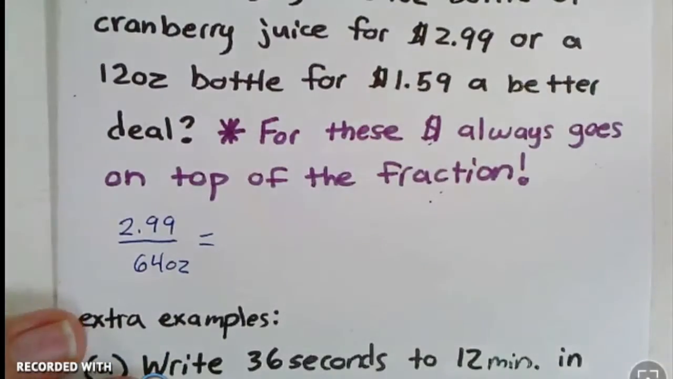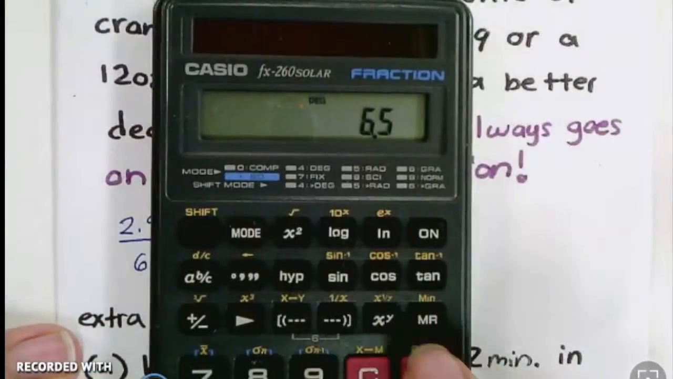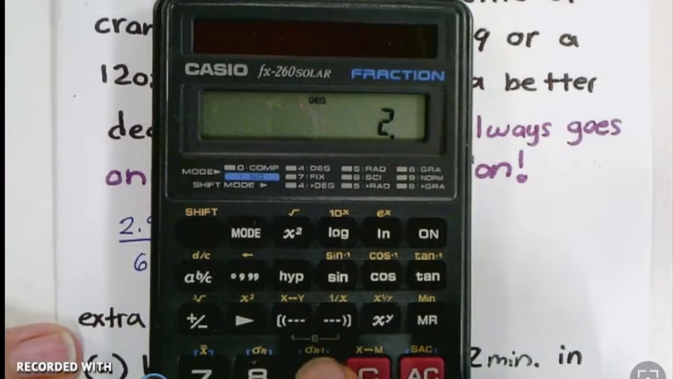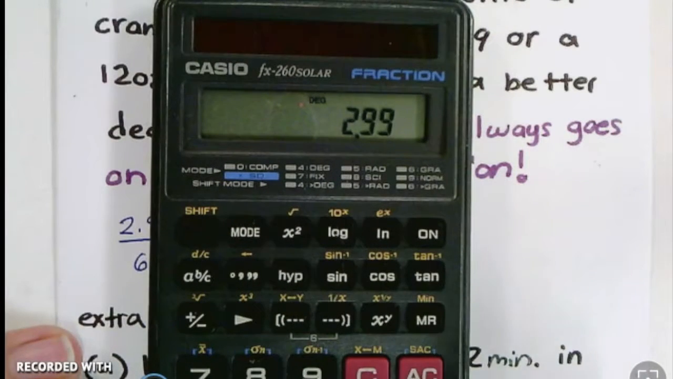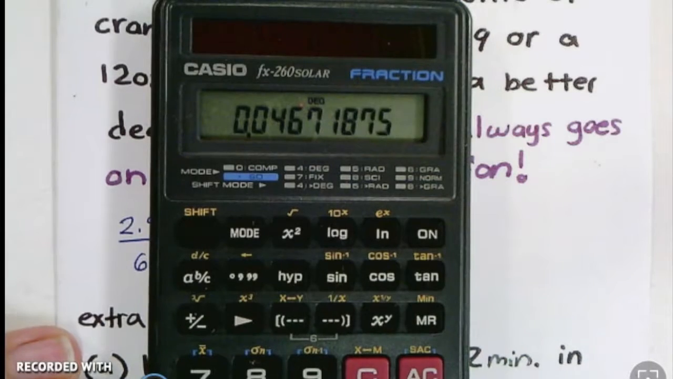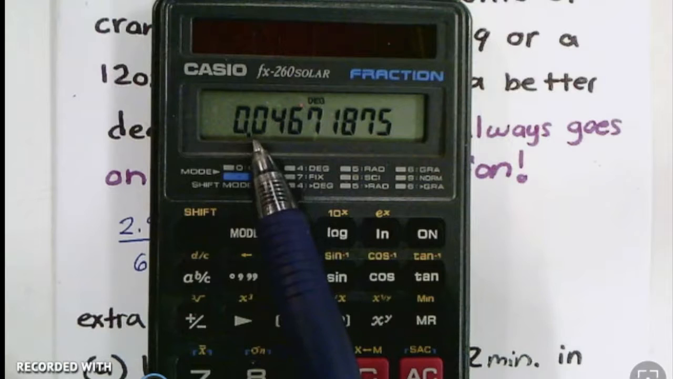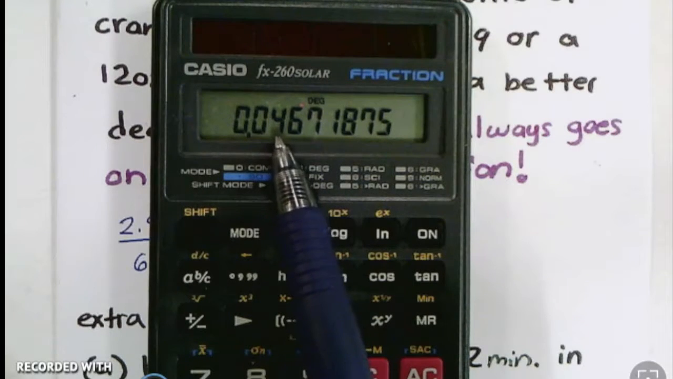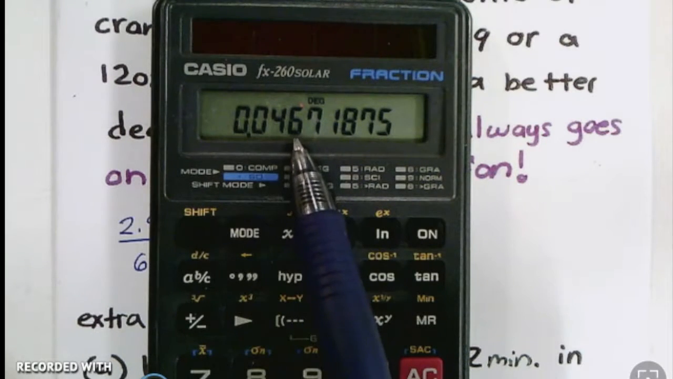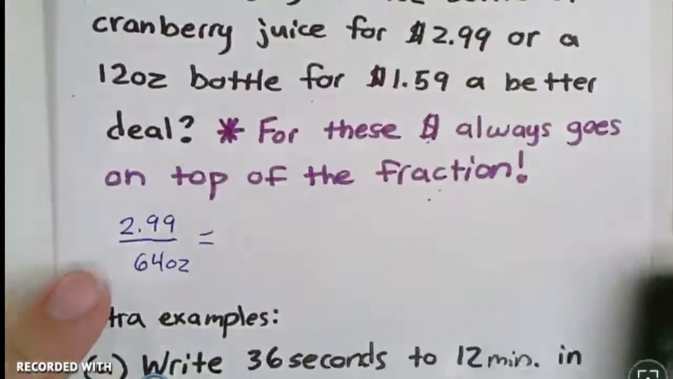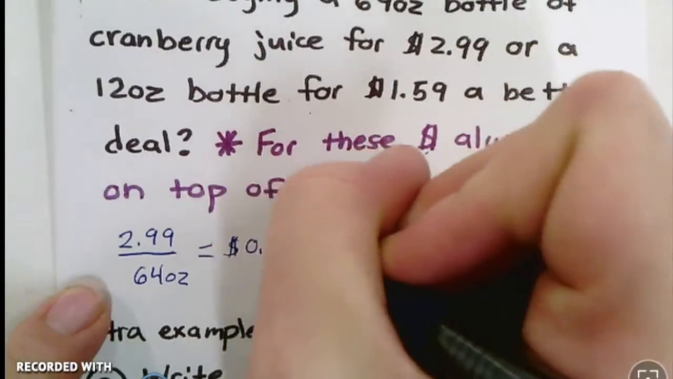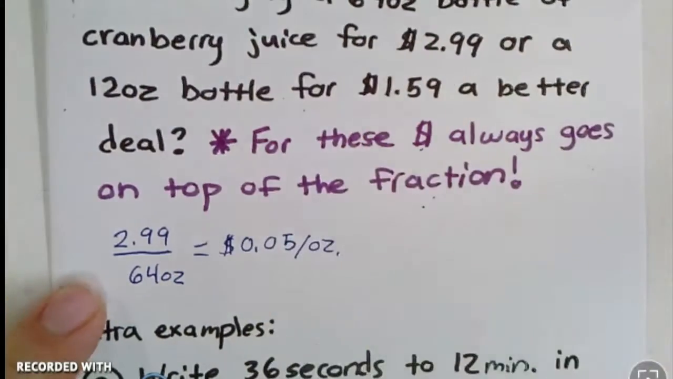Okay, and that one, I'm going to use my calculator again. So I have 299 divided by 64 equals, and then I'm going to round it to the nearest cents. Since cents only takes 2 decimal places, I'm going to look one before that at the 6. And since 6 is bigger than 5, it will round this 4 up to a 5. This would be 5 cents per ounce.